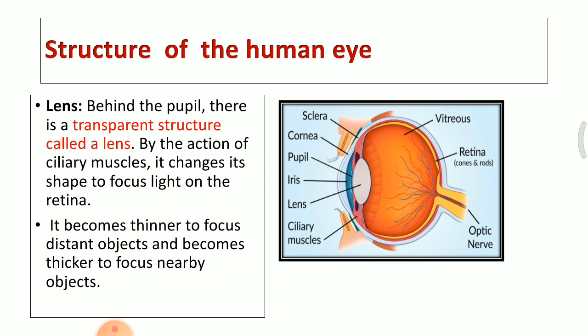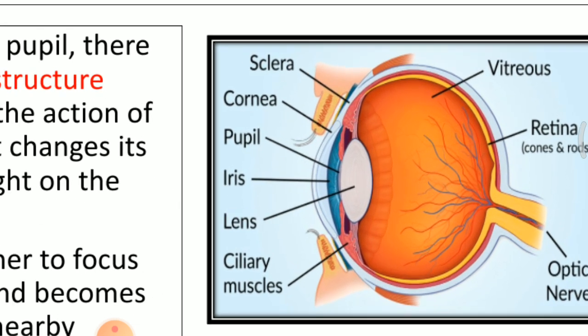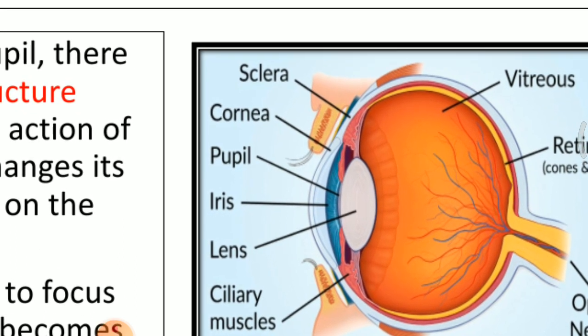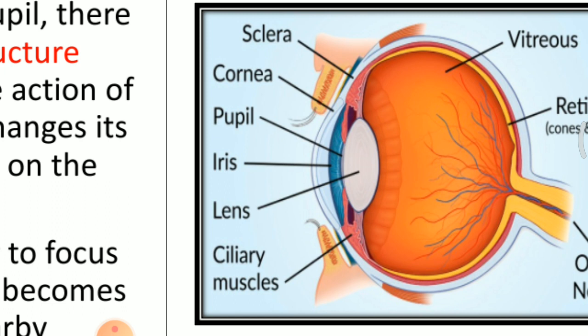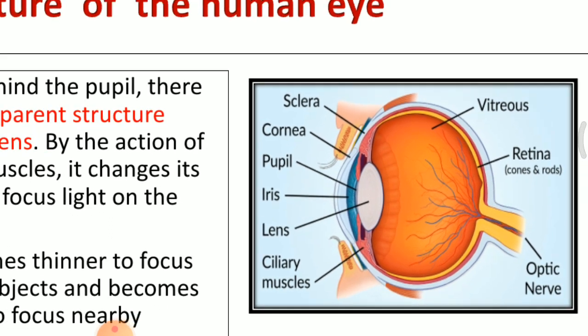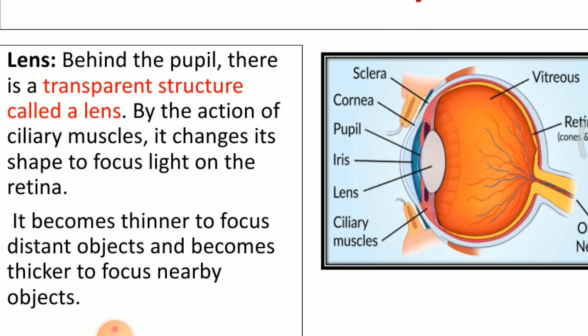And by the action of ciliary muscles, it changes its shape to focus light on the retina. And look at this image. Here the eye lens is held by the ciliary muscles. The ciliary muscles change the shape of this lens. So by changing the shape of the lens, the light is focused on the retina.